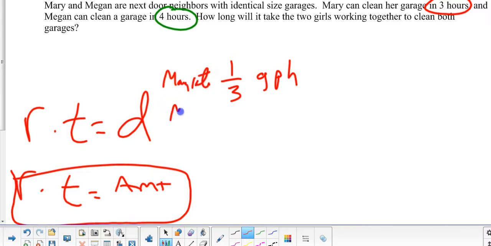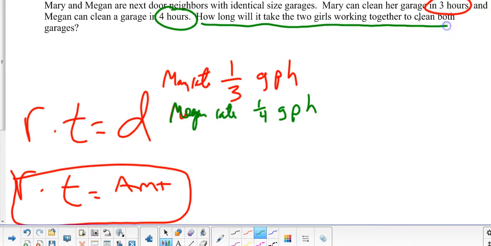All right, Megan's rate. Oh, we're supposed to do her in green, sorry. Megan's rate is, if she can complete the whole job in 4 hours, it would be 1/4 of a garage per hour. Now, obviously, key is that they have identical sized garages here. Okay, so now the question is, how long will it take the two girls working together?